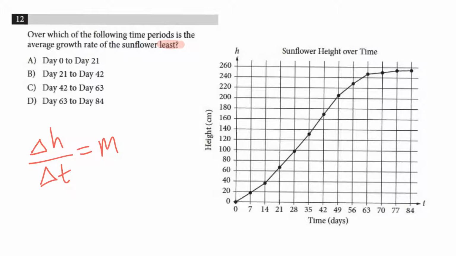So the first interval is 0 to 21. It's going to be a line like that. All right, 21 to 42. Well, that appears to be steeper. Then we have C, 42 to 63. I don't know, that might not be as steep as the last one. And then 63 to 84. Oh boy. Okay, so that is going to be almost flat. It appears that the growth rate is the least on the fourth interval, D, from 63 to 84 days.